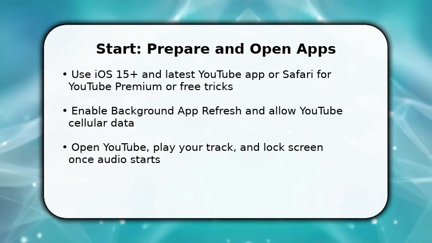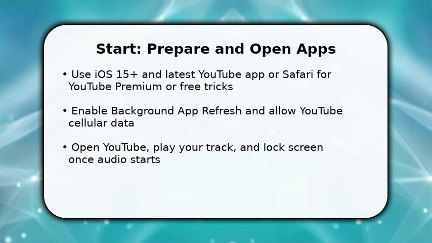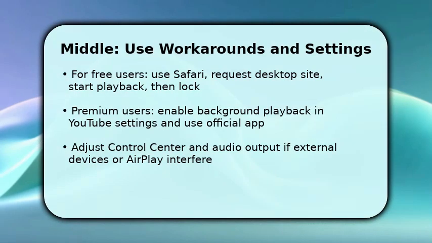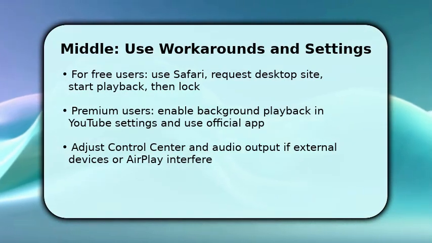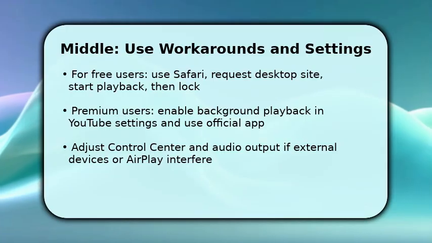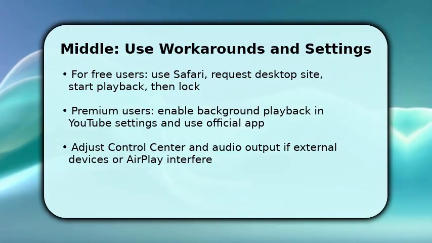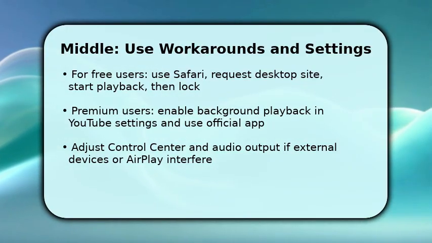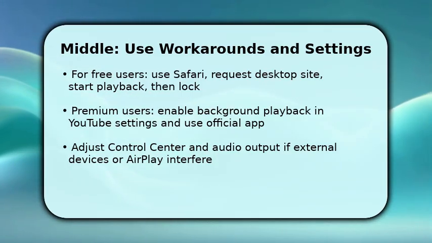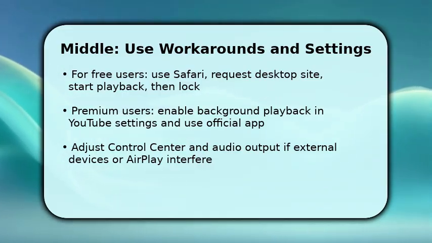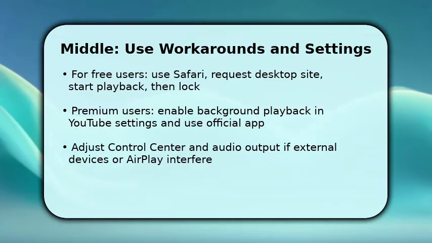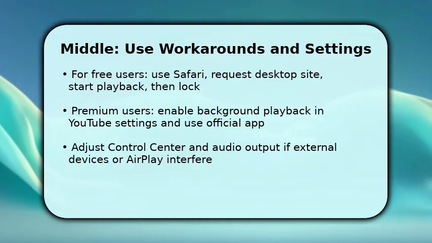Next, you'll apply the detailed execution. If you have YouTube Premium, enable background playback in app settings and use the official app for reliable continuation. If you're using the free option, open YouTube in Safari, tap the Share menu and request desktop site, start playback, then lock the phone and resume from Control Center. Once done, verify audio output selection. AirPlay or Bluetooth can pause when devices disconnect.